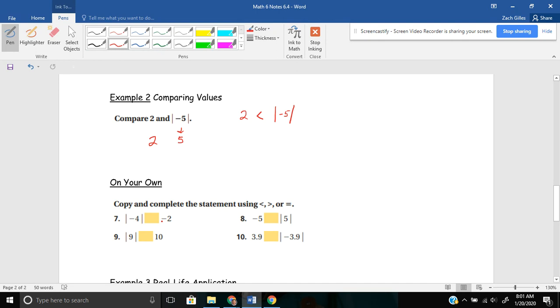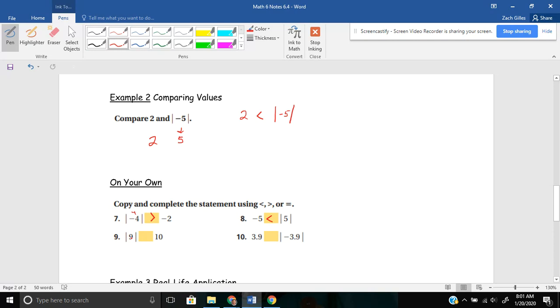Okay, for number 7, absolute value of -4 is +4, and a positive is always greater than a negative. This one, absolute value of 5 is 5, and again, a positive is always greater than a negative, so Pac-Man eats the bigger number.